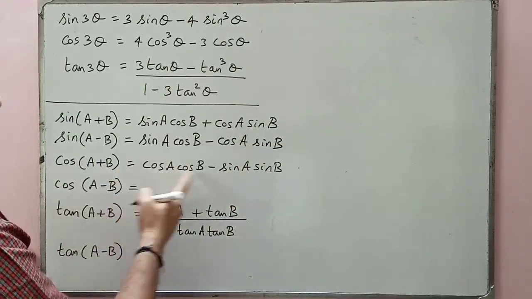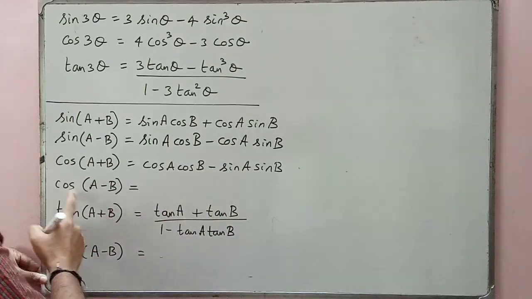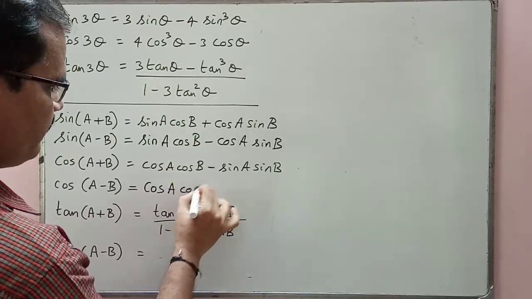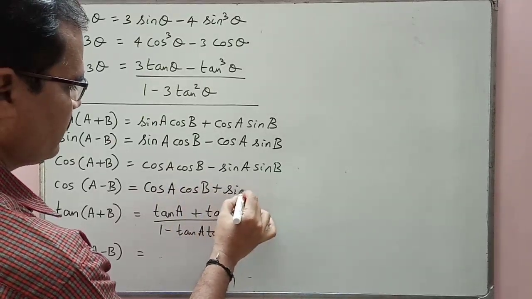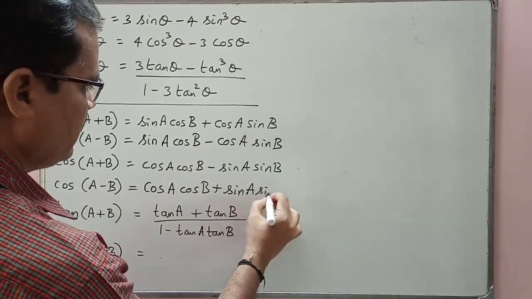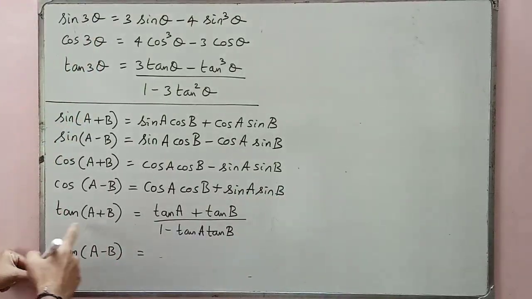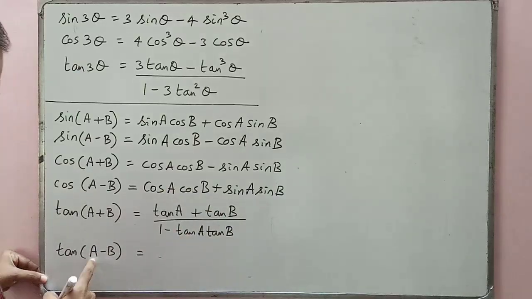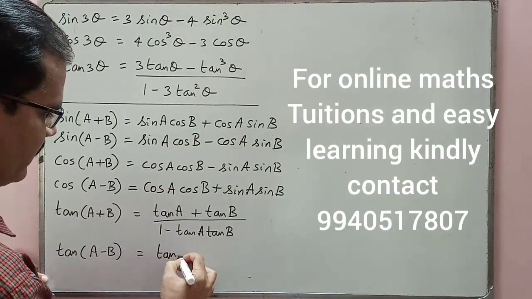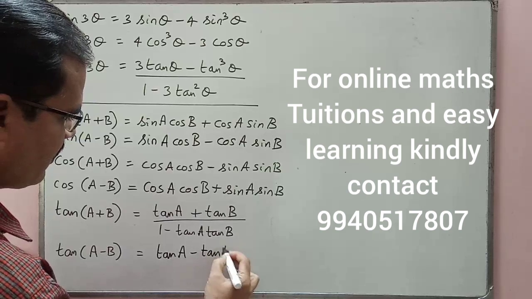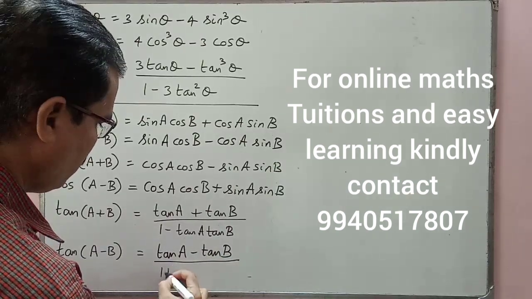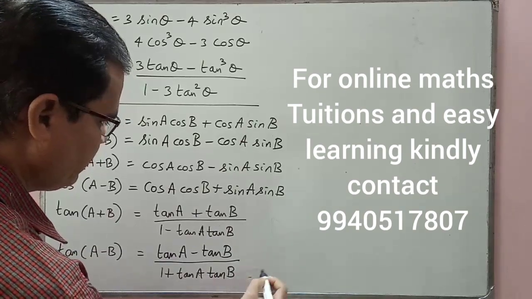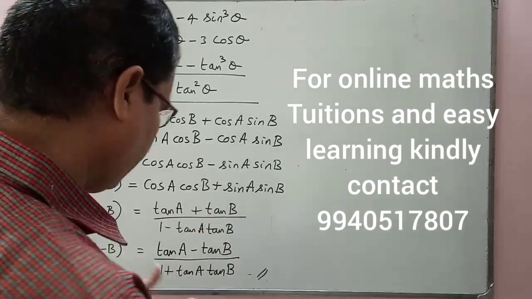Cos A plus B: cos A cos B minus sin A sin B. What is cos A minus B? Yes, your guess is correct. Cos A cos B plus sin A sin B. Good. Now tan A plus B: tan A plus tan B by 1 minus tan A tan B. Can you say the formula for tan A minus B? Tan A minus tan B by 1 plus tan A tan B. Yes, children. Changing the sign, we will get the formula.